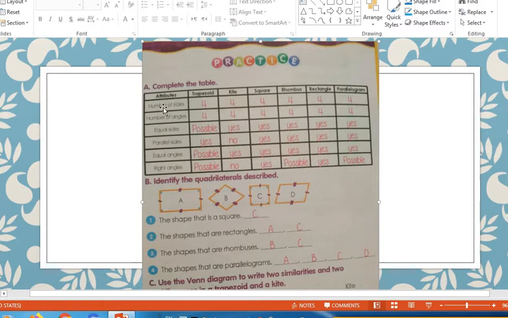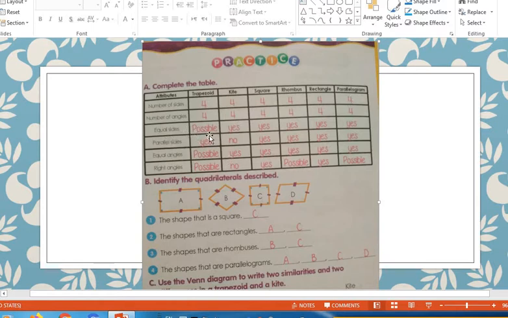Complete the table. Number of sides. Here in the trapezoid, how many sides? 4. It's a quadrilateral. And the kite, 4. And the square, how many sides? 4. The rhombus also 4. Rectangle and the parallelogram. Number of angles: 4 in the trapezoid and in the kite and in the square, in the rhombus, in the rectangle, in the parallelogram.